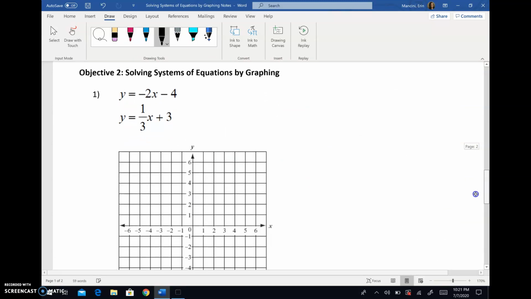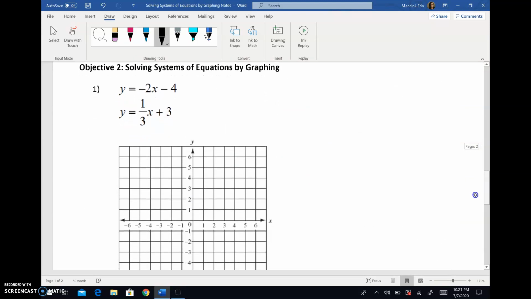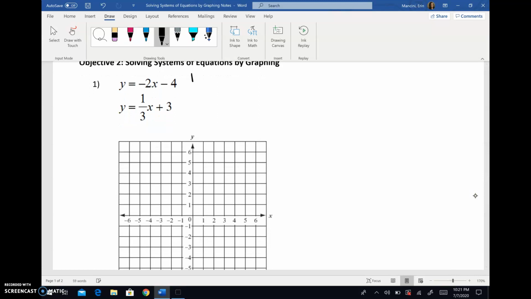So what we're going to do is graph these lines. We're going to see what scenario we're in. Okay, so these are all in y equals mx plus b form. So before I start graphing, I just want to remember my m is in front of the x, so it's -2. My b is a number on its own. Same thing here. My m is the number in front of the x. My b is on its own.